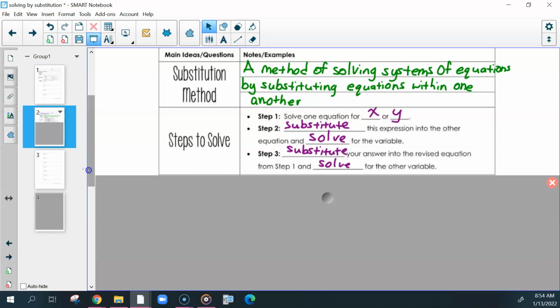We're going to do 6 of these together, then I'm going to let you do 5 on your own, and then we'll check them. Anyone still need the definition or the steps?